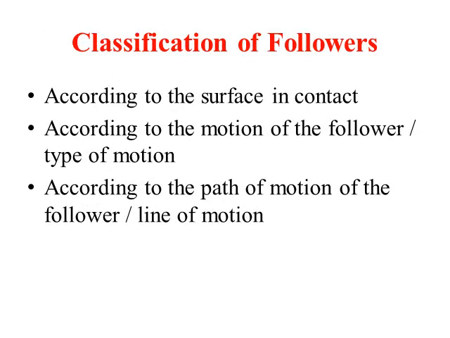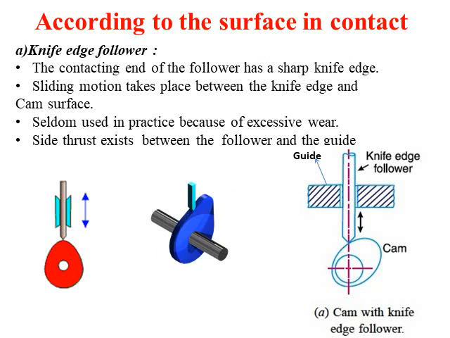Next topic, classification of followers. The followers may be classified according to the surface in contact, according to the type of motion of the follower, and finally, according to the path of motion of the follower or line of motion. We'll discuss each classification briefly, one by one. The first classification is according to the surface in contact.